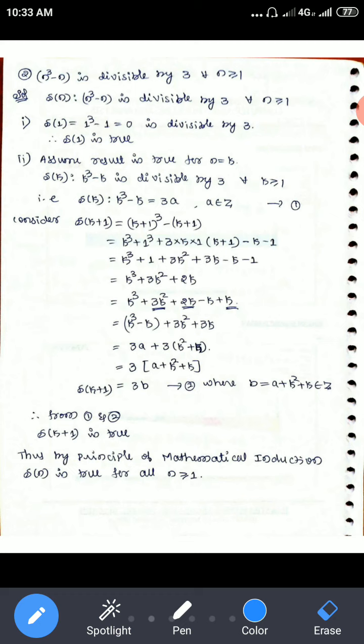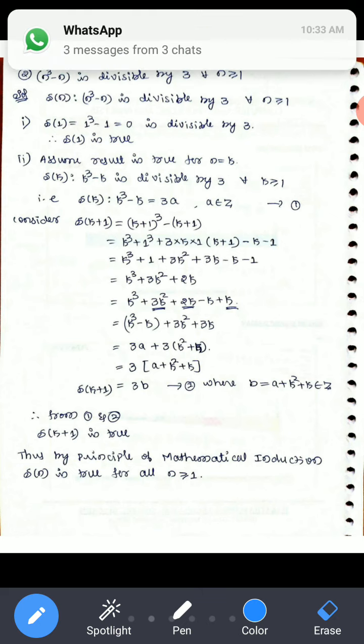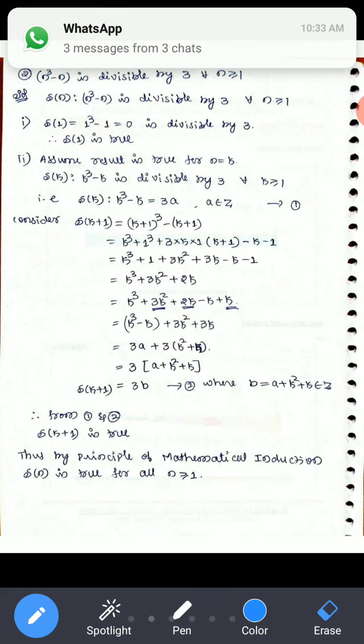Sir, class? Hello? Hello? Sir, n cube minus n is divisible by 3 for all n greater than or equal to. Your voice is breaking, sir. One second, one second. Now it is clear?